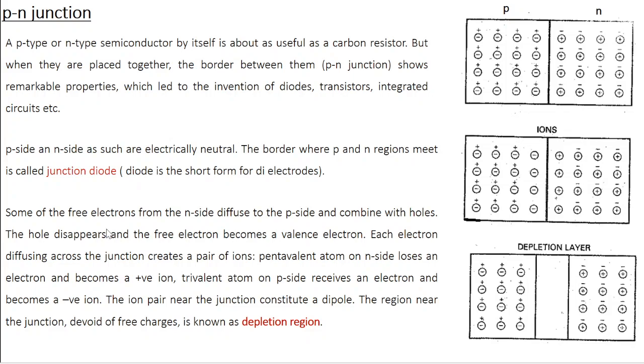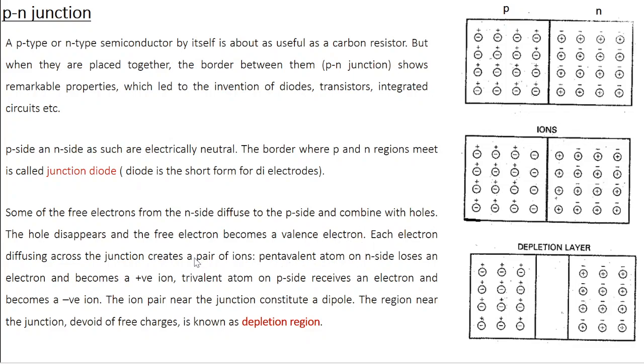So the free electrons from the n side diffuse to the p side and combine with the holes there. As a result, the hole disappears and the free electron becomes a valence electron. Remember, a free electron is originally residing in the conduction band. When it diffuses to the p side and combines with the hole, because the hole resides in the valence band, the electron comes down from the conduction band to the valence band by releasing some energy, either in the form of heat or light. So in the process of recombination, a conduction electron becomes a valence electron.